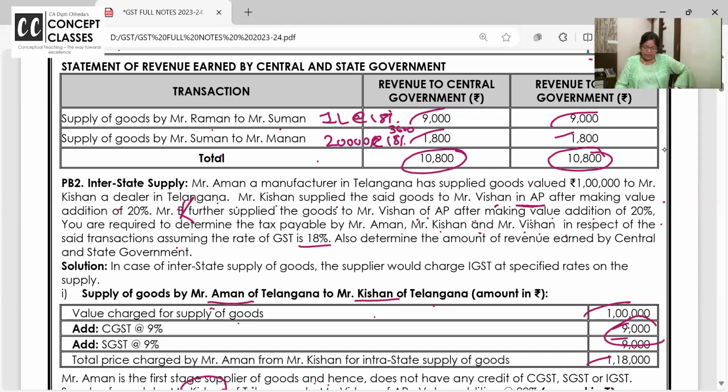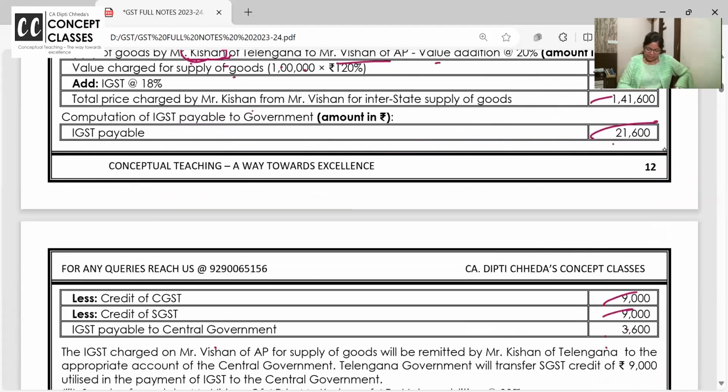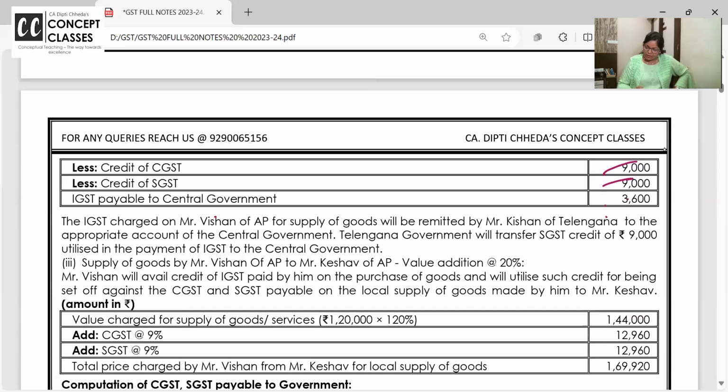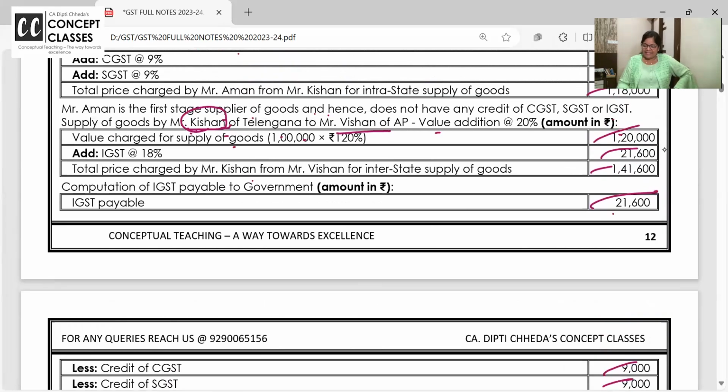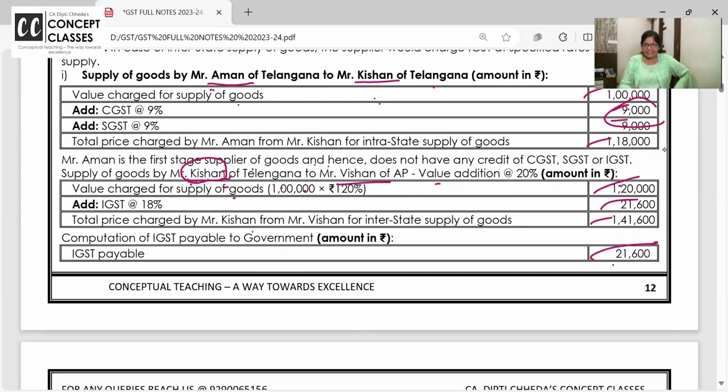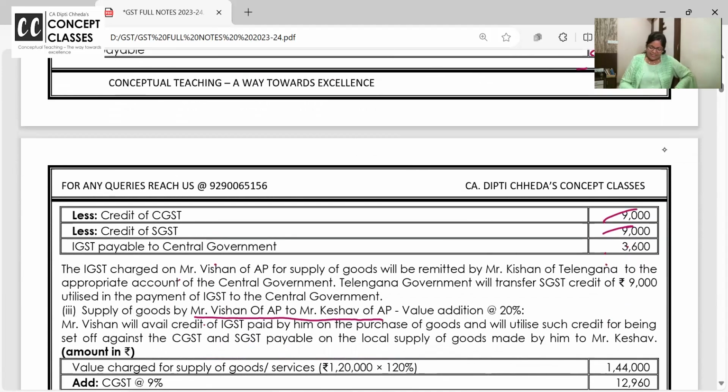Right? Okay. So first Aman has sold within the state. Then Kishan has sold to Vishen. So now this is supplied as interstate. Now Vishen has again supplied it to Keshav in the same state. Are you all getting it? First it is within the state, then it is interstate, again it is within the state.